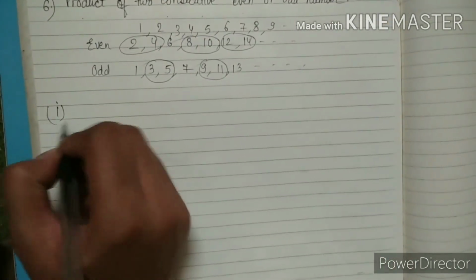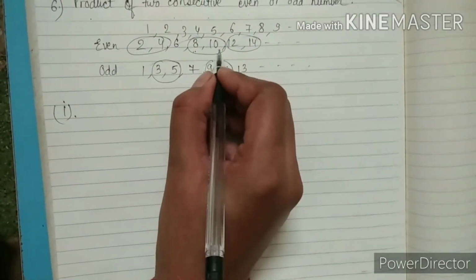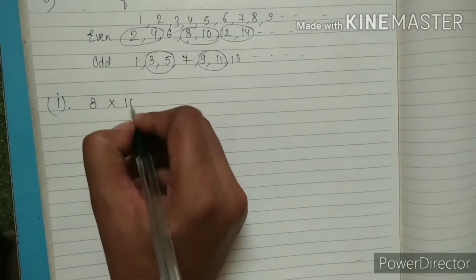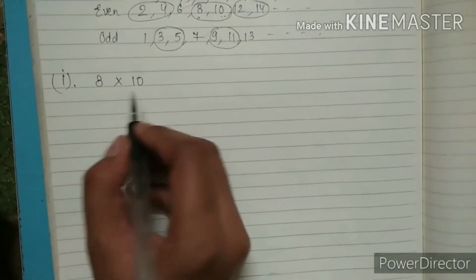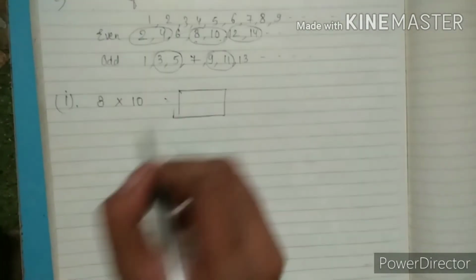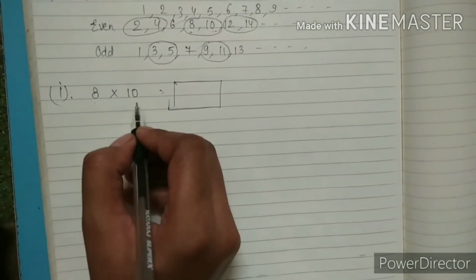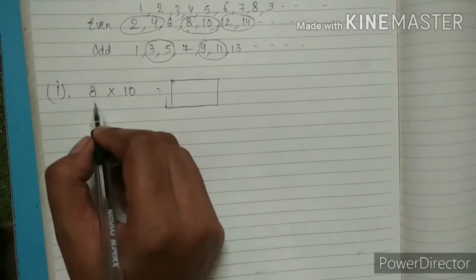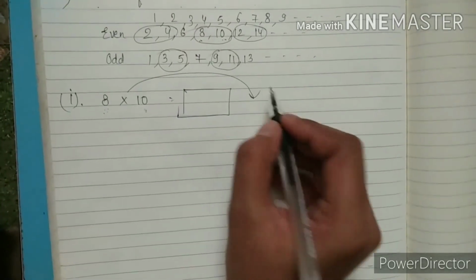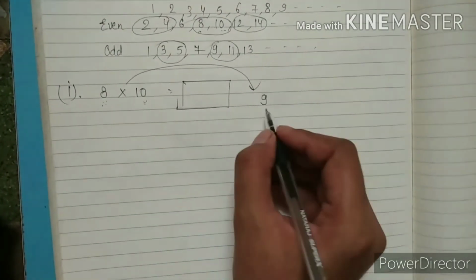So for the first example, firstly we are doing 8 into 10. 8 into 10 is how much? You know 8 into 10 is 80, but I am not writing the answer here. Let's see what the new thing is. Between 8 and 10, which number is missing? Between 8 and 10, one number is missing, whose name is 9. Understood? Between 8 and 10, 9 is missing.